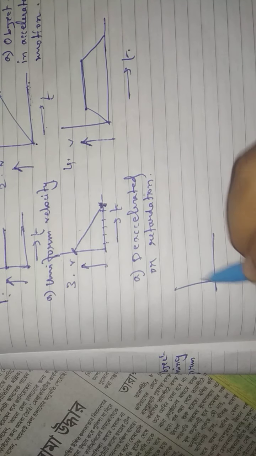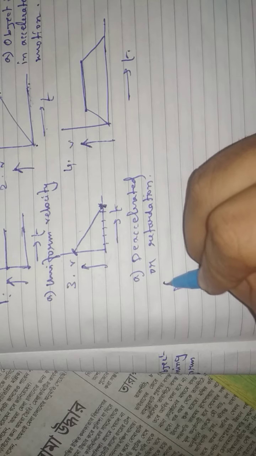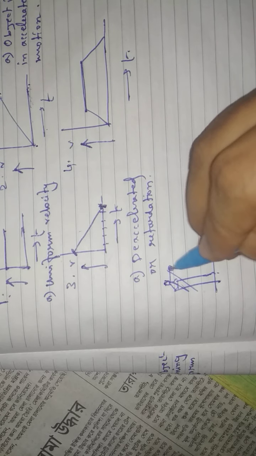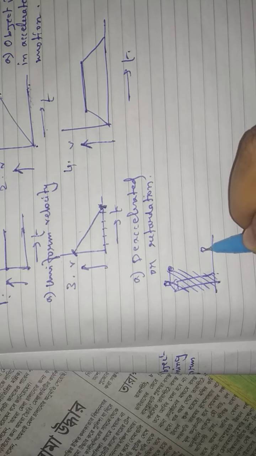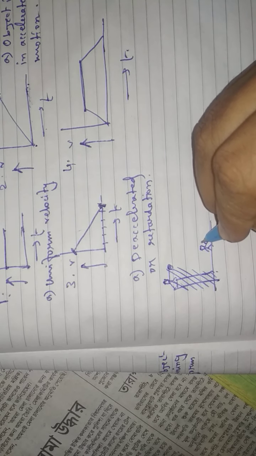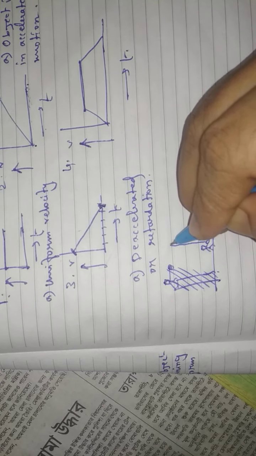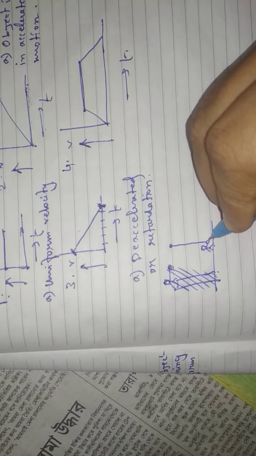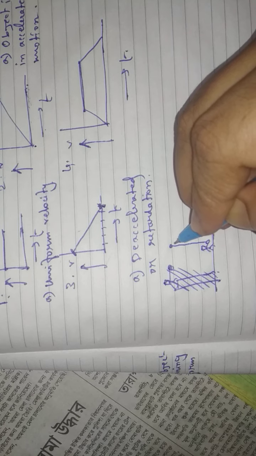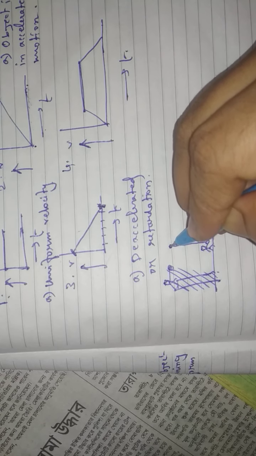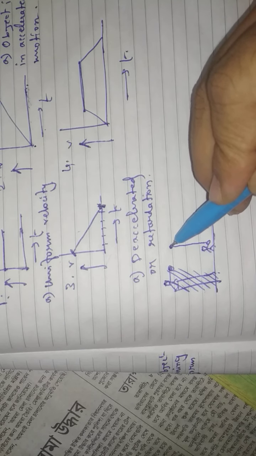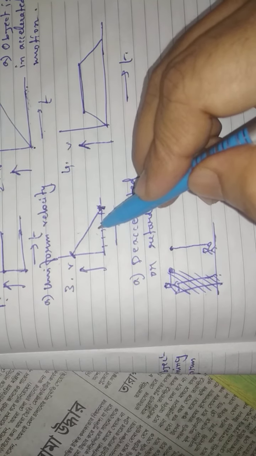Say this is the ground level, there is a big building. A person is standing on the ground with a ball, and he throws the ball in the upward direction. When the ball is going up, initially it has maximum speed, and gradually its speed decreases, and at the top position its velocity is 0. After time t, its velocity is 0. This is the example of this graph.